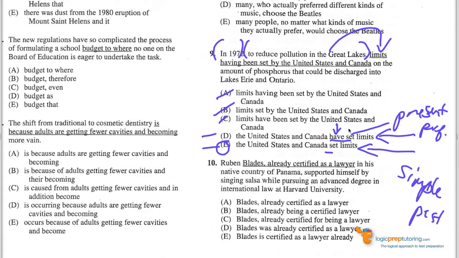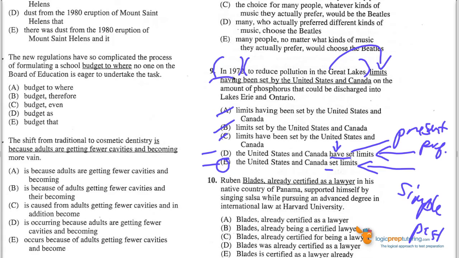Now, if number 9 read since 1972, this D would be correct. United States and Canada have set limits. However, this is happening in the past during 1 year, and it's over. It's simple past. If you asked me, when were you a student? I'd say I was a student for 15 years. If I asked you this question, you'd say I have been a student for 10 years. Why? Because you're still a student. In this case, we needed simple past because this happened and it's over.